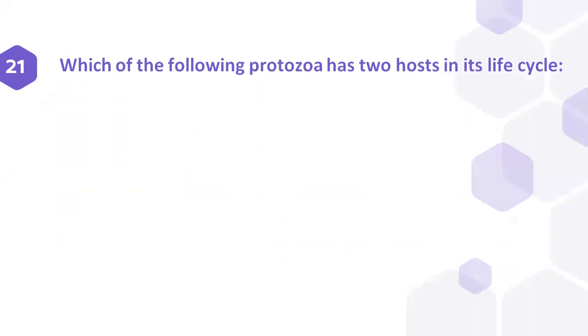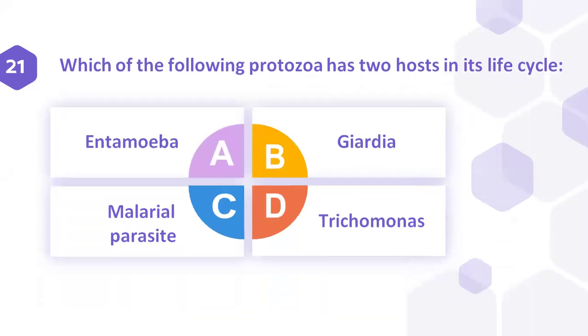Next question. Which of the following protozoa has two hosts in its life cycle? Option A, Entamoeba. Option B, Giardia. Option C, malarial parasite. Option D, Trichomonas. So which of the following organisms has two hosts? Here the right answer is option C, malarial parasite. The malarial parasite, that is Plasmodium, completes its life cycle in two hosts. One is the definitive host and another is the intermediate host.